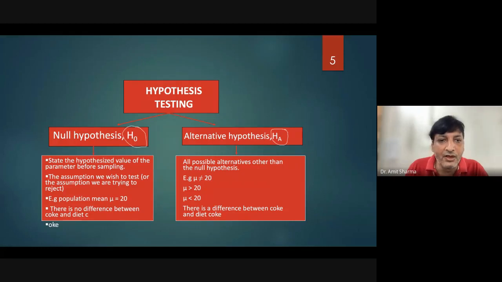Clear? Now, what was the difference between the two? It's the most common question which will be asked in the examination: what is the difference between the null hypothesis and the alternative hypothesis? The null hypothesis states the hypothesized value of the parameter before sampling. Clear? What does it mean? It is the assumption we are trying to test, or the assumption we are trying to reject. This will be more clear when I show one picture to you.